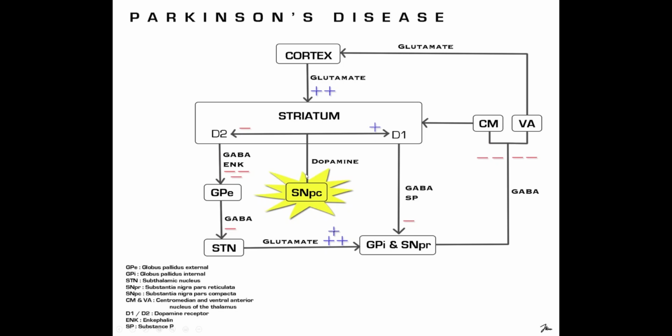So now, less dopamine, so we have less inhibition on D2. Less inhibition means more GABA is going to be put out to inhibit the external segment of the globus pallidus. If we inhibit this more, it's going to put out less GABA to the subthalamic nucleus. So if we inhibit this less, it's going to put out more glutamate to further stimulate the output nuclei, to put out more GABA to inhibit the thalamus, and we shut down glutamate going back to the cortex even more.